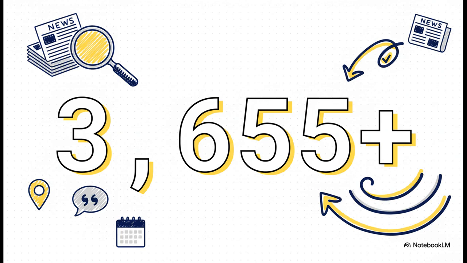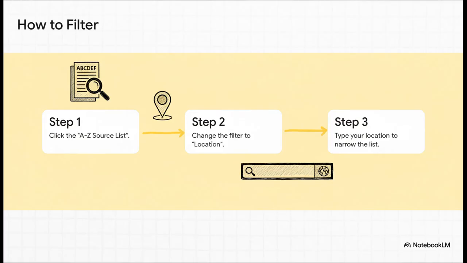This database we're using has over 3,600 news sources. Can you imagine searching all of them? No way. It would be a total mess. The real trick is to filter them down right from the start. And the process is actually really simple. We're just going to click on the A to Z source list, then change the filter to location and type in where we're looking. Let's see it in action.